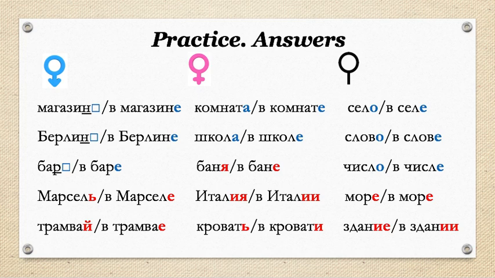And the same for neuter forms. Село becomes в селе, слово в слове, число в числе, море в море, здание в здании.